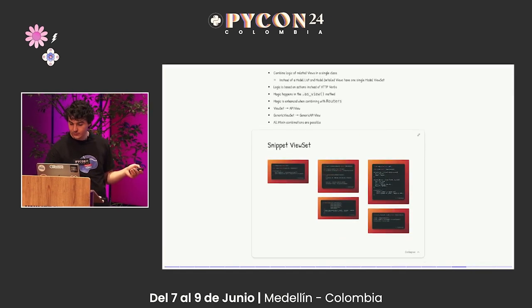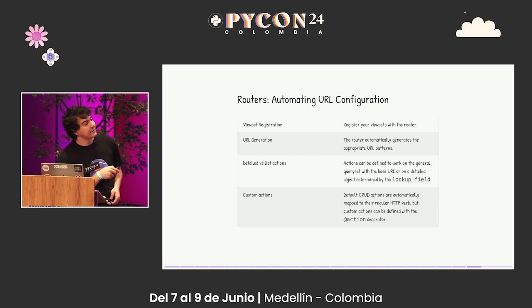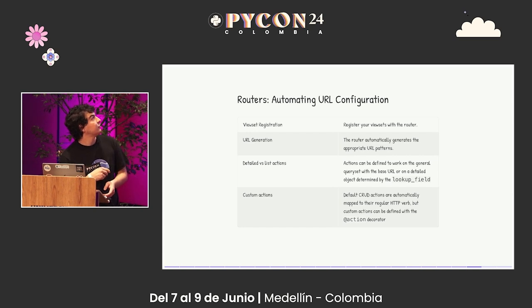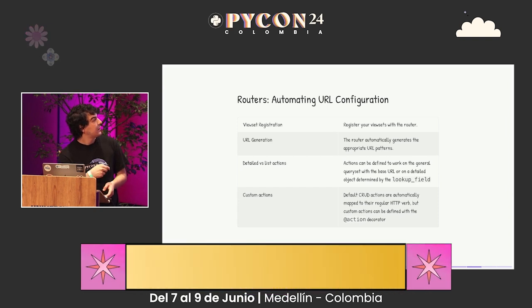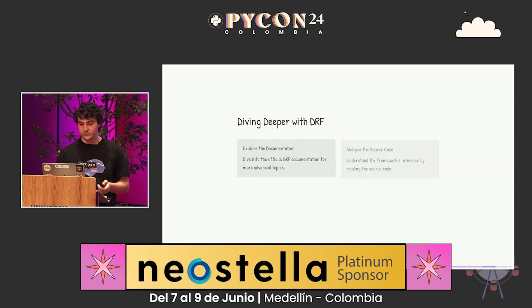So what's happening? I register the viewset, it generates the URLs for me automatically based on the default actions. It has detailed actions versus list actions that you can define, and you got custom actions that you can define with the action decorator, and the router automatically maps them to the correct URL.